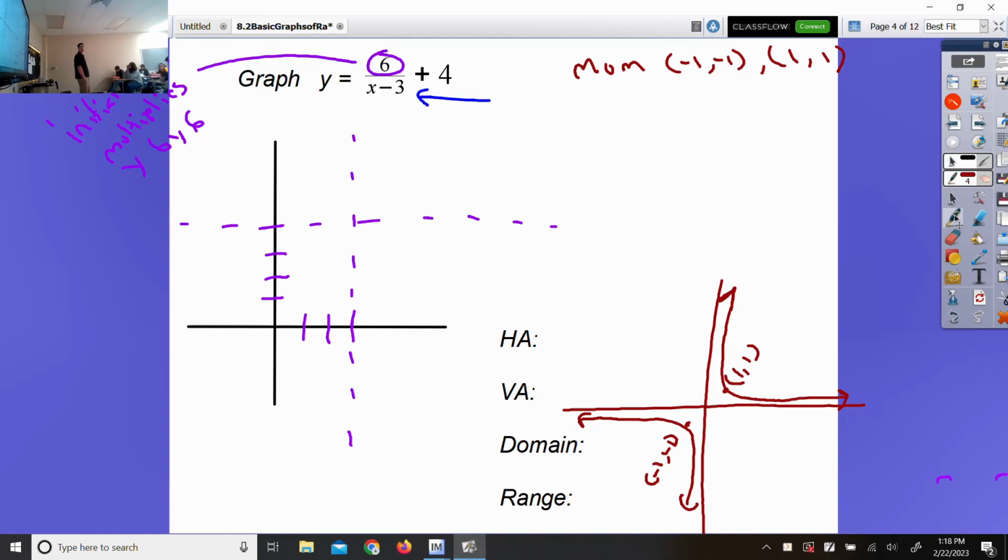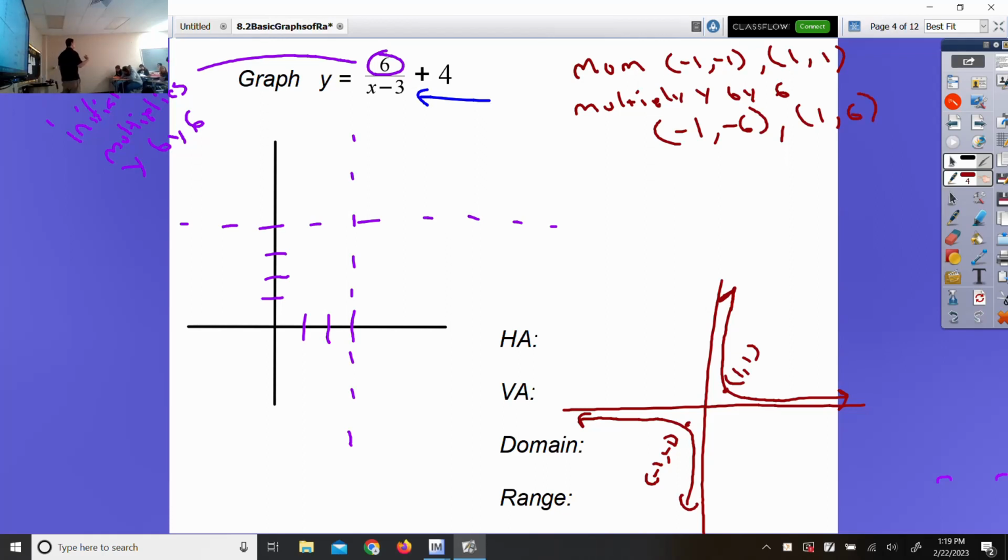You're supposed to take the y values of mom and multiply her by what? 6. So, we multiply y by 6. That ordered pair becomes -1, -6. Because I'm only multiplying the y values by 6, what's the second ordered pair become? 1, 6. Multiply the y values by 6.